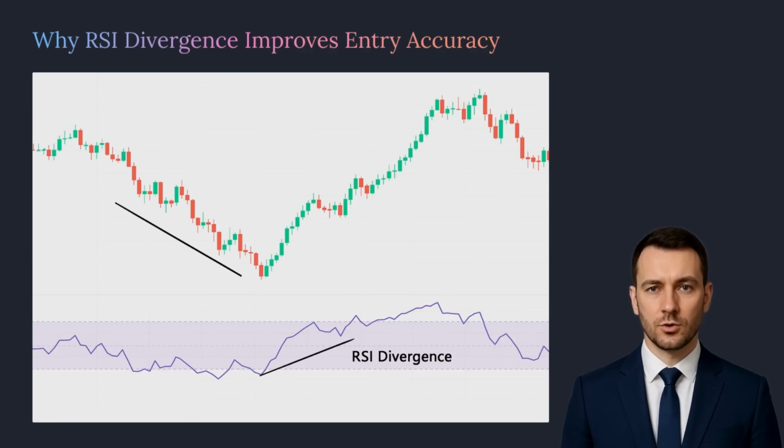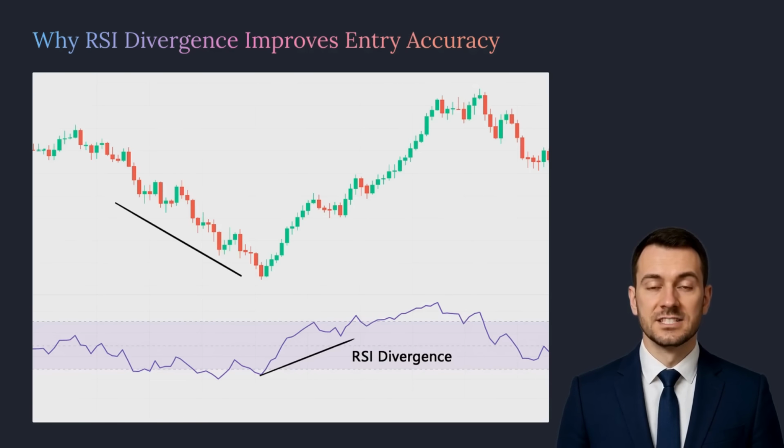It's important to note that while divergence greatly improves the quality of RSI signals, it's not foolproof. Sometimes a divergence can appear, but price drifts further before truly reversing. Or a divergence may only lead to a small pause instead of a full trend change. A saying in trading is that divergence is a warning, not a trigger.